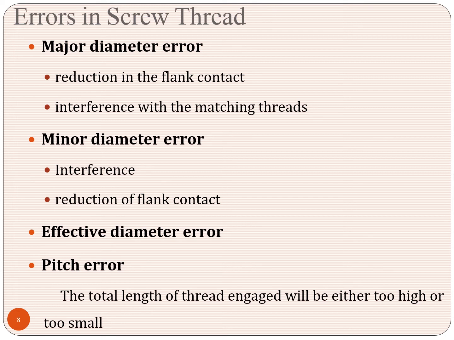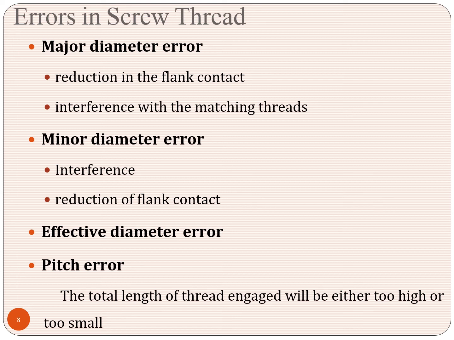The major diameter error is a reduction in the flank contact. That is, if the thread bolt and nut are mating, there may be a gap, which is called major diameter error. Minor diameter error is also a reduction in flank contact. If there is full flank contact, then the fit will be strong. That may not be possible if interference is lacking.